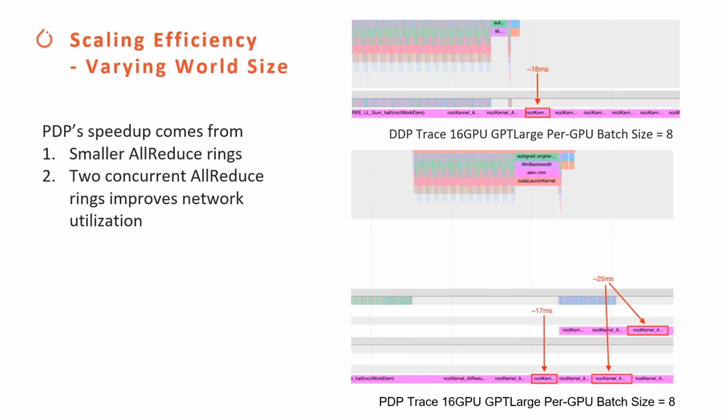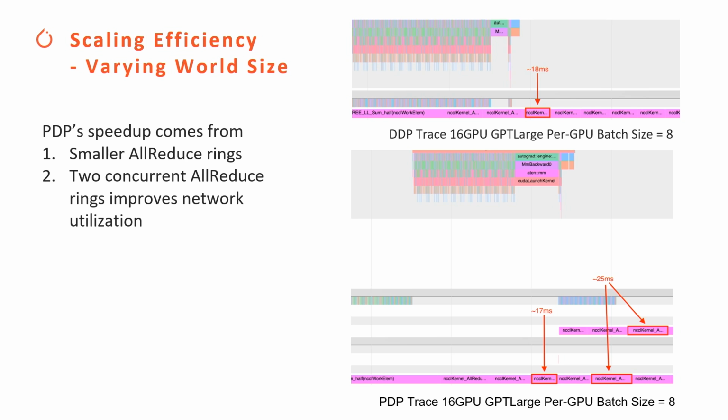The speedup of PDP mainly comes from two sources. The first one: as we span each pipeline across two devices and it runs DDP on top, it basically breaks the global all-reduce ring into two smaller ones. And the smaller all-reduce rings run faster. From the figure, we see that the larger all-reduce ring with 16 GPUs on the top uses 18 milliseconds for each all-reduce. While using PDP, the delay drops to around 17 milliseconds.